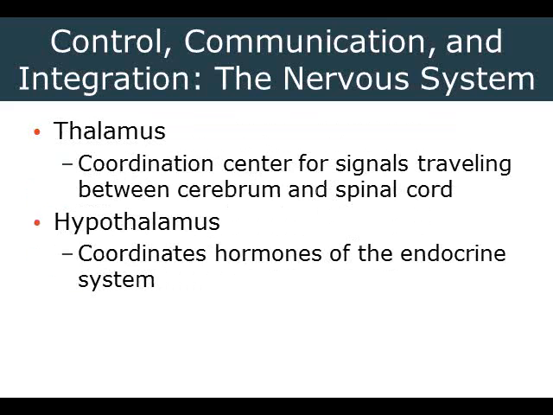The brain stem is broken into a couple areas, such as the thalamus. The thalamus is a coordination for signals traveling between the cerebrum and the spinal cord. So it's really kind of the dispatcher, or the switchboard hub there. And the hypothalamus really has mostly to do with hormones in the endocrine system. So if you will look at the bottom picture on 195, you will see where these areas are.